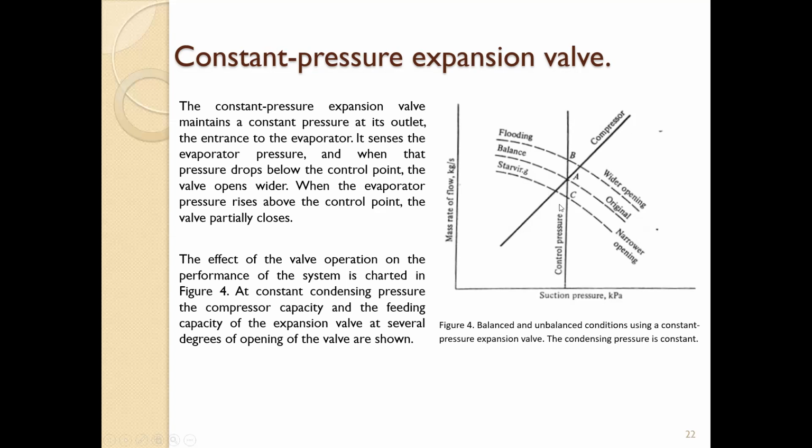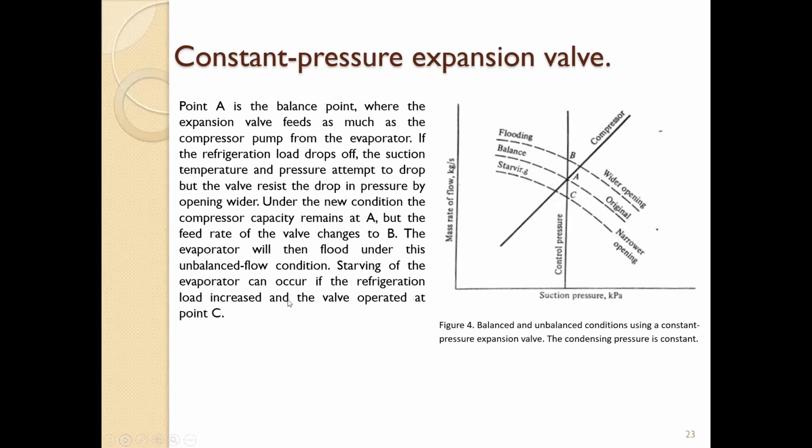The effect of the valve operation on the performance of the system is charted in Figure 4. Figure 4 is the balance and unbalanced condition using a constant pressure expansion valve. The condensing pressure is constant. At that condensing pressure, the compressor capacity and the feeding capacity of the expansion valve at several degrees of opening of the valve are known. Point A is the balance point, where the expansion valve feeds as much as the compressor pumps from the evaporator.